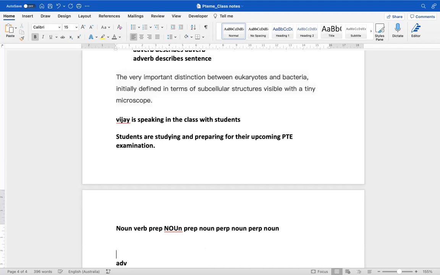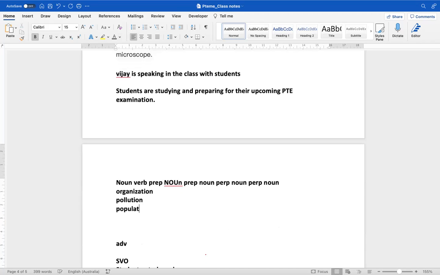Let's do a small example. I'm taking 5 nouns: organization, pollution, population, imagination, and creation. So these are my 5 nouns. Now I can make a sentence using prepositions.